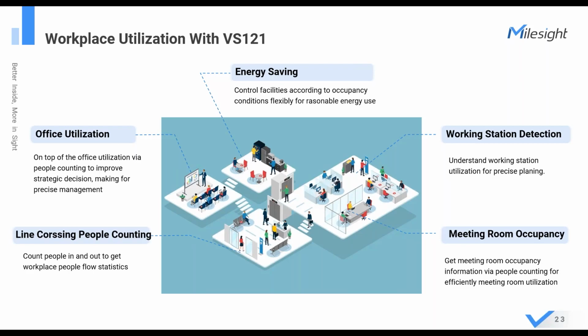With those presetting triggers, users could connect the occupancy conditions with light switches and the HVAC system, switching all of them off if nobody is detected in the area, to save energy. VS121 also allows customizing 16 regions. Users could use it to detect the distribution of working stations to manage and arrange workers appropriately.